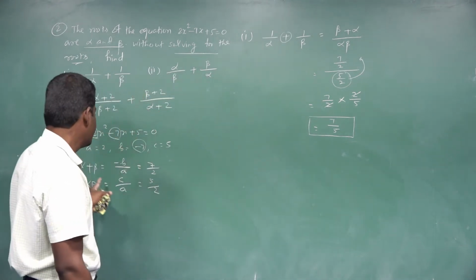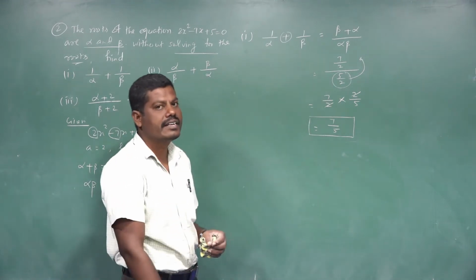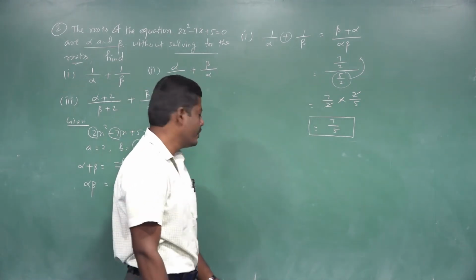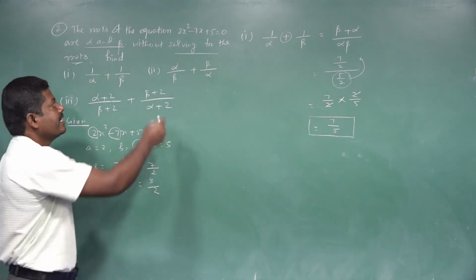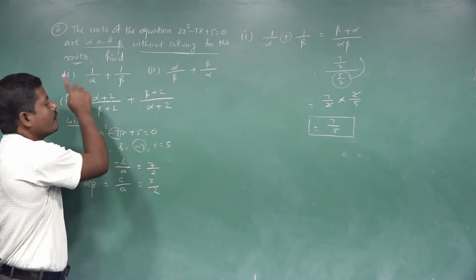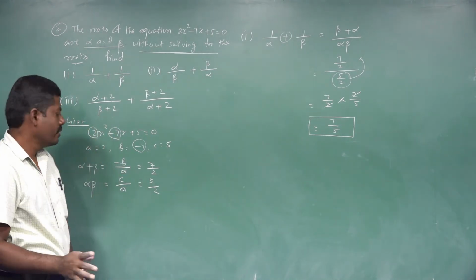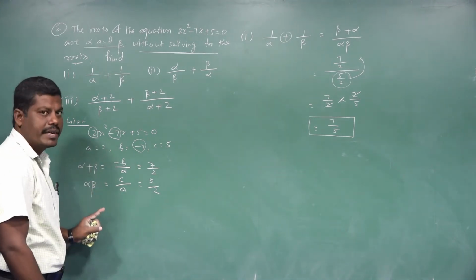This is the substitution method. You have to substitute the alpha plus beta value here, then only we get the answer. We don't know alpha and beta. Understand? We know only alpha plus beta and alpha beta, because our condition is without solving for the roots. We don't find alpha and beta. That is our condition. So we know alpha plus beta and alpha beta only.